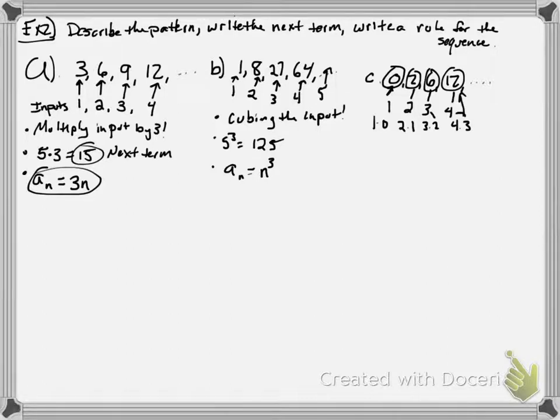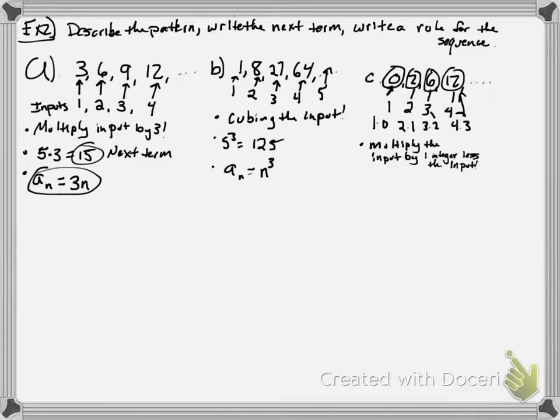So it looks like, to describe the pattern, I'm multiplying the input by 1 integer less than the input.